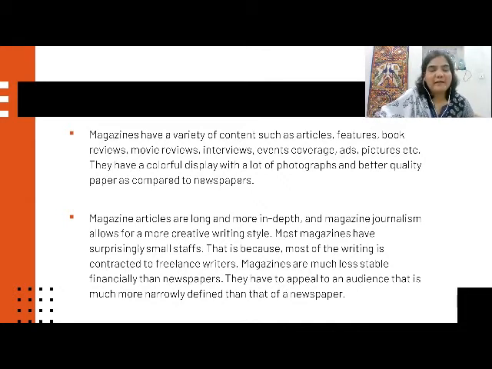The reason is that the quality of the paper is quite good. Quality of printing is quite good, and they are for keepsake. Magazine articles are long and more in depth.